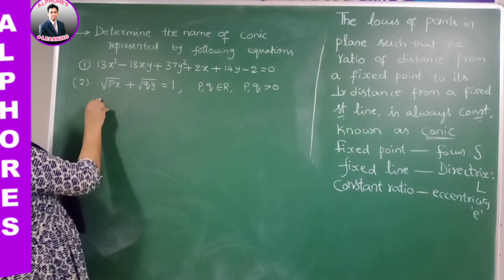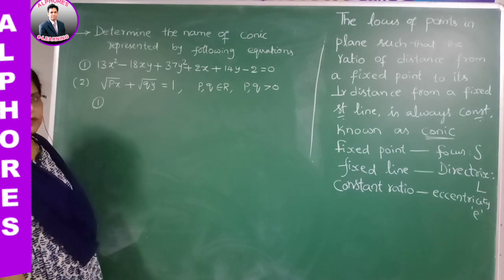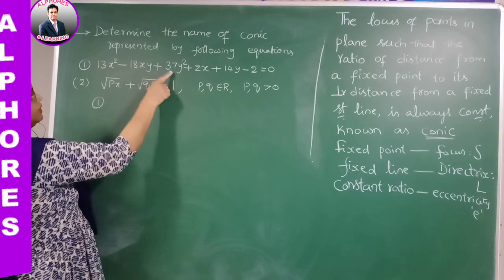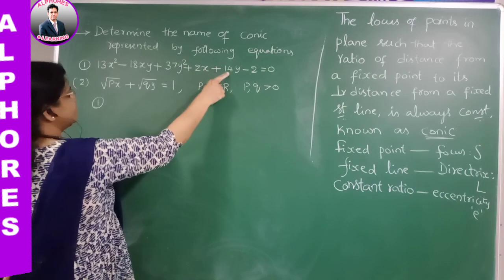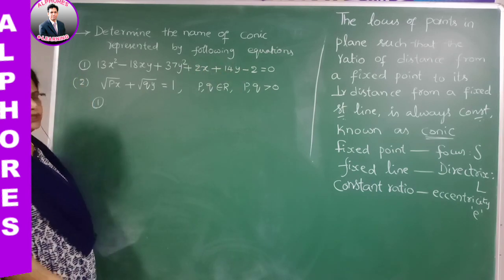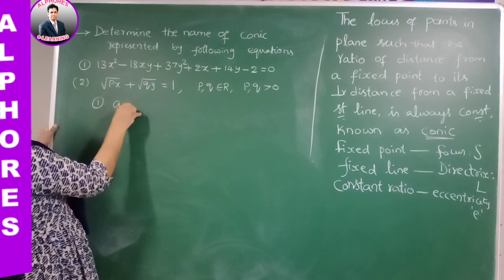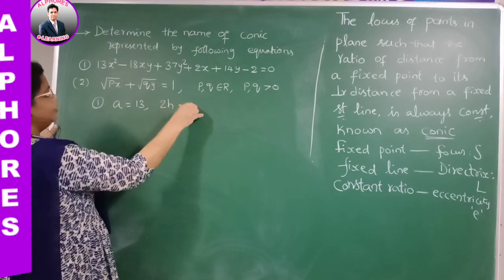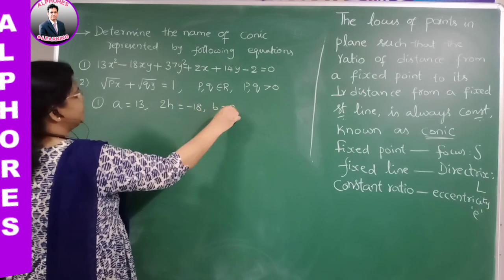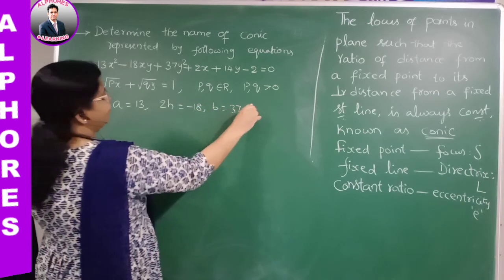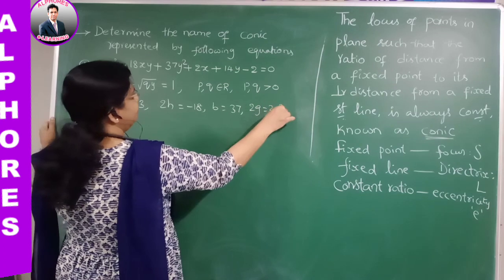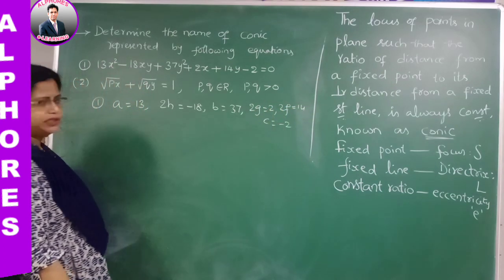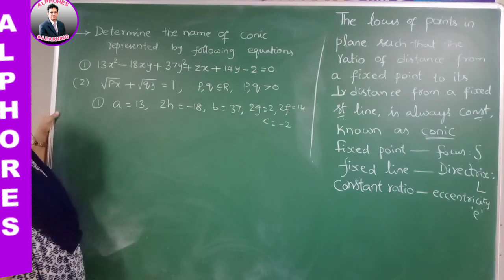So if I take the first problem, we have to compare with the standard equation. What is the standard equation? ax square plus 2hxy plus by square plus 2gx plus 2fy plus c equal to 0. Then a equals 13, and 2h is minus 18. Next, b value is 37. 2g equals 2, and 2f equals 14, c equals minus 2. Okay students, so in this way we got the values.